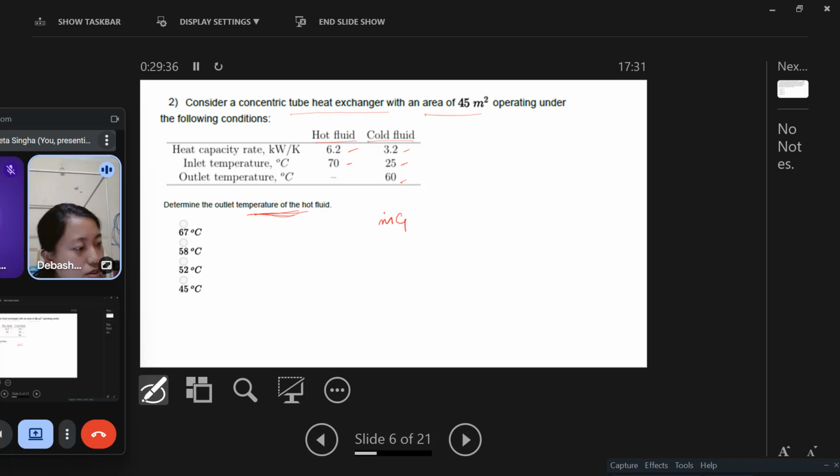Energy balance is MCP of hot fluid times THI minus TH naught, equal to MCP of cold fluid times, for cold fluid, TC naught minus TCI, because for the cold fluid, the outlet temperature is higher than the inlet temperature.